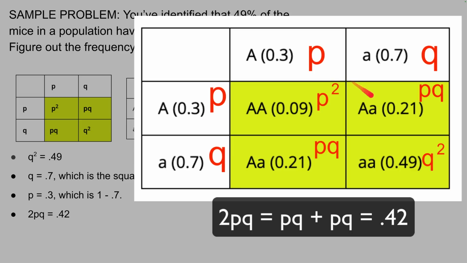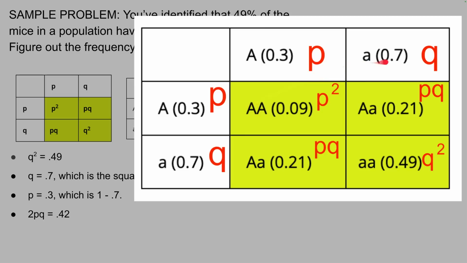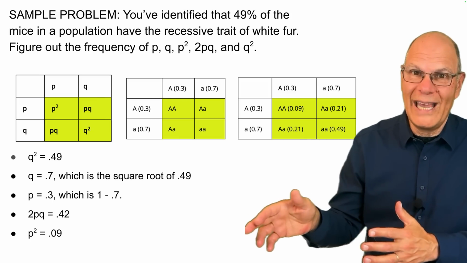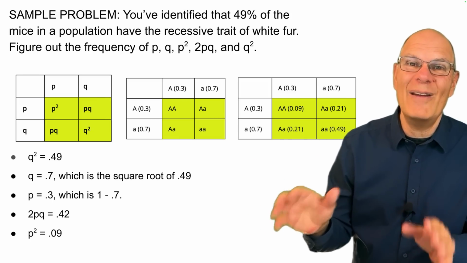Then we know that 2PQ has to be 0.42. Why? 0.3 times 0.7 is 0.21, times 2 is 0.42, and P squared is 0.09. 0.3 times 0.3 is 0.09. If you set up Punnett square cross multiplication tables, you'll get this right every time.